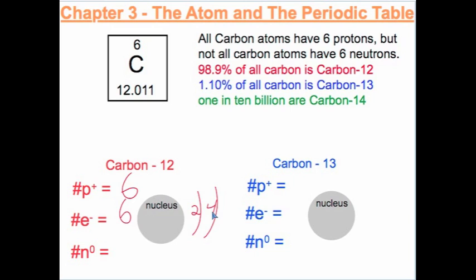The neutrons we get by taking the atomic mass, which carbon-12 has an atomic mass of 12. 12 minus 6 is 6. So we have 6 protons and 6 neutrons in the nucleus. Let's compare this to carbon-13, which is an isotope of carbon. That means it has a different number of neutrons, which makes the atomic mass different, which is why it's carbon-13, not carbon-12. But it is carbon, so it must have 6 protons.